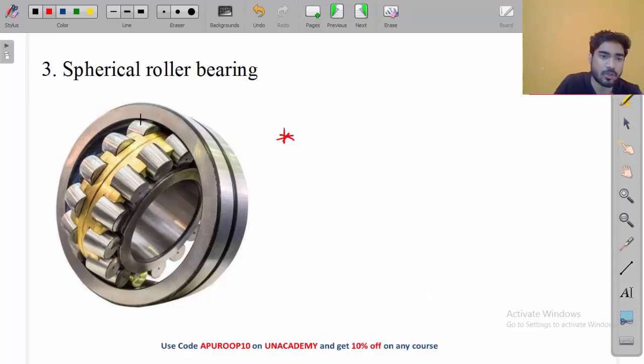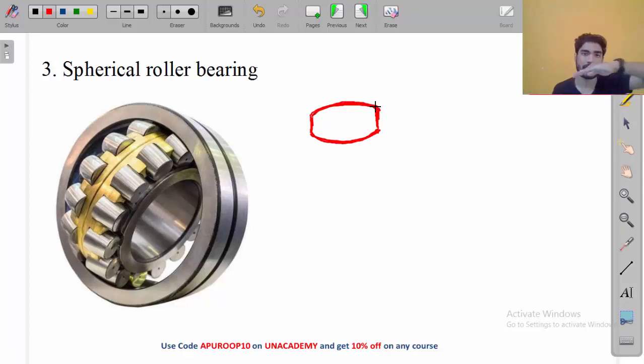You can see, due to this spherical shape, the roller is of spherical shape. Okay, the roller is like this. Why is the roller of spherical shape? This surface is spherical. In case of cylindrical roller, this surface is flat, but in case of spherical roller, this surface is spherical. Why are we using a spherical roller? So that it can align itself. See, it can rotate like this and it can align itself. So spherical roller can self align. It has self alignment.